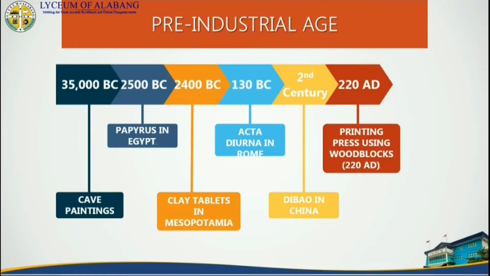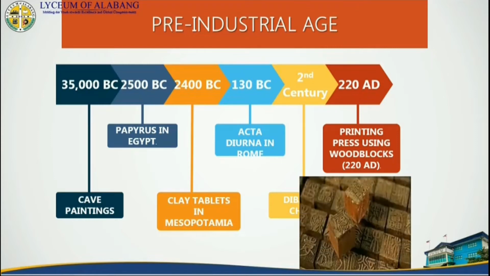In 220 AD, we have printing press using wood blocks. Woodblock printing is a technique for printing texts, images or patterns used throughout East Asia and originating in China as a method of printing on textile and later the paper. So that is the example of printing in woodblocks. What they do is they will carve images or letters into each of those wood blocks, and they will apply ink, and then they will press it on clay or sometimes paper or cloth.